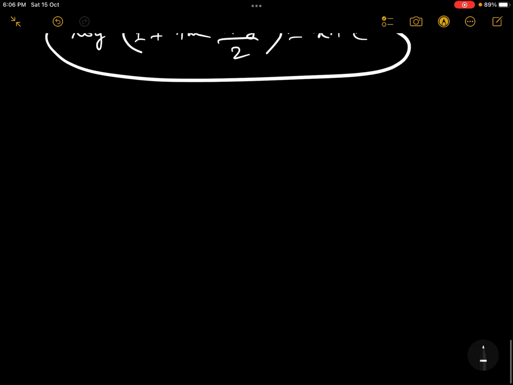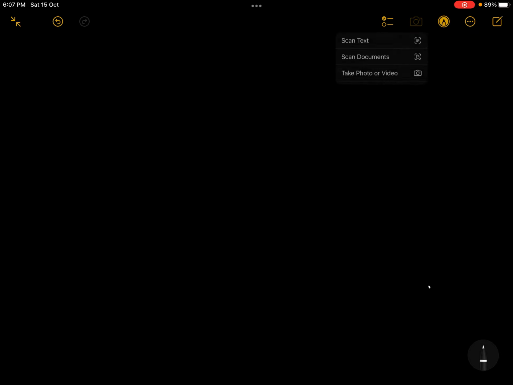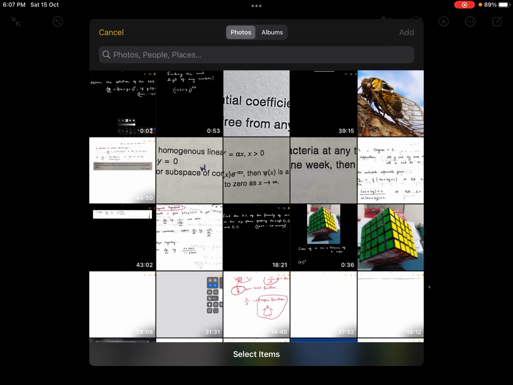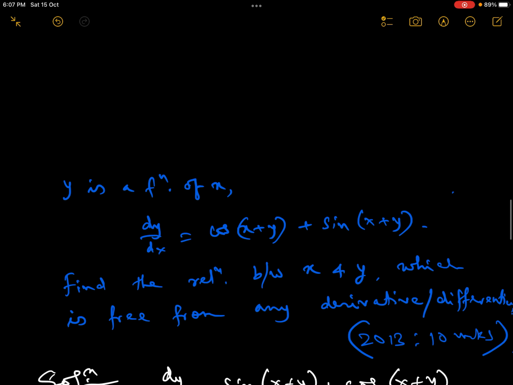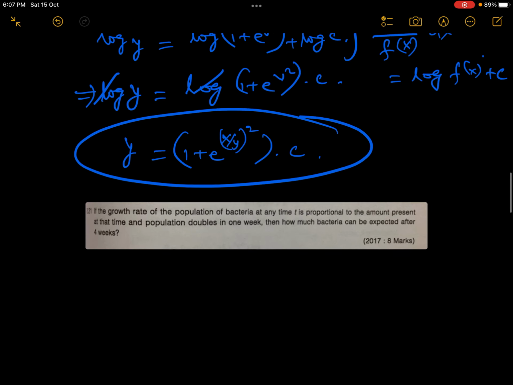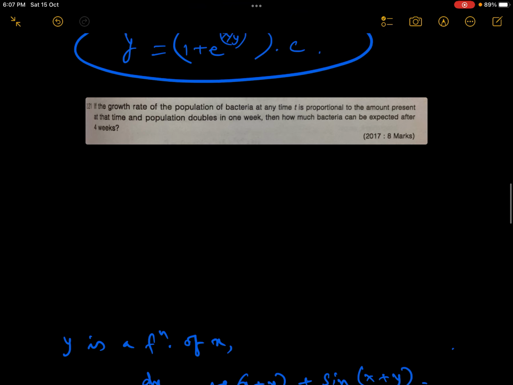Since I have to do lots of problems, I'll go a bit faster, okay? Now the last problem on variable separation, and then we will proceed to linear differential equations. So the question is, I think I have copied this question. Let's search for it. Bacteria problem. Okay, where did I paste it? Okay, it appears here.